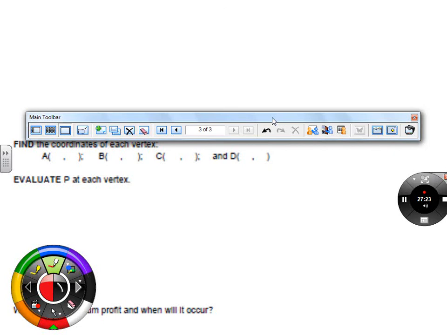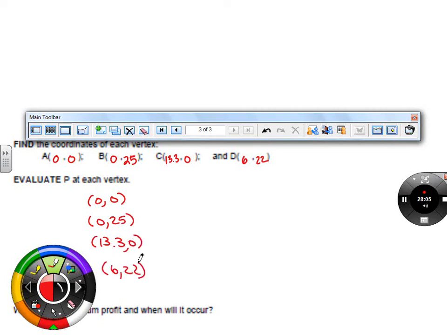So now we're going to take each of those vertices and compare them to that objective function, that profit equation that you built. So we already talked about the fact, I know you can't see mine that well, that our vertices were 0, 0, then the y-intercept at 0, 25, then the x-intercept down below at 13.3, 0, and then the vertex that wasn't on an axis at 6, 22. Okay, you guys have those listed from the picture that we just made. So to evaluate our profit at each vertex, we're going to want to think about each vertex and what they look like in our profit function.